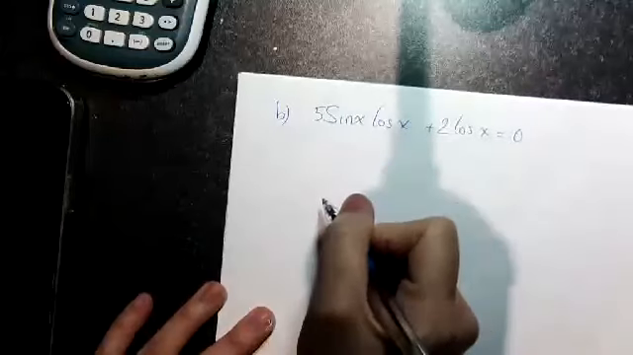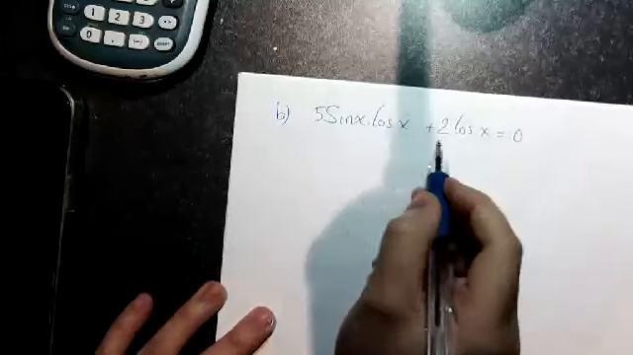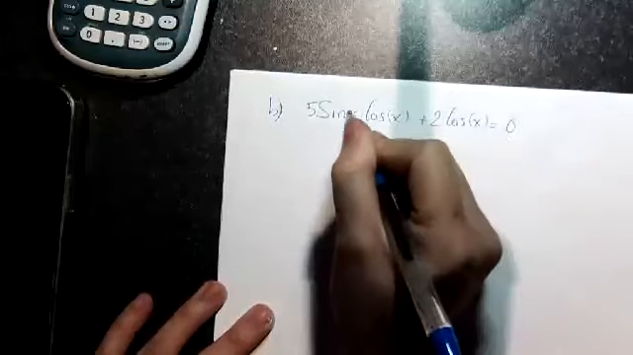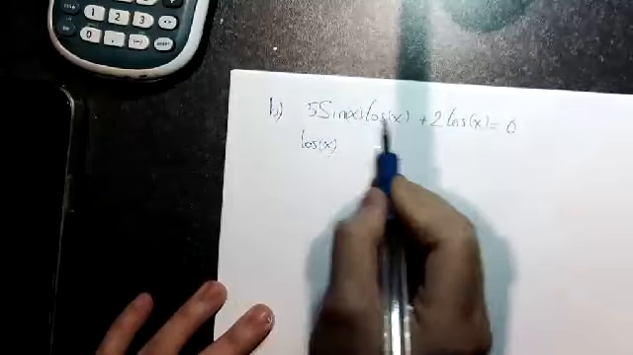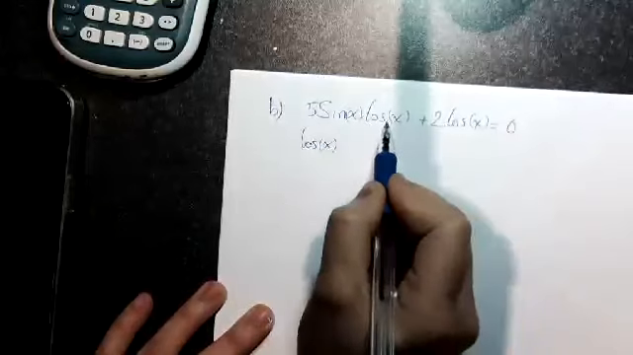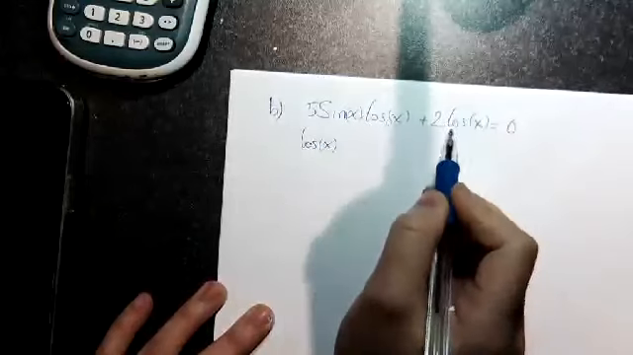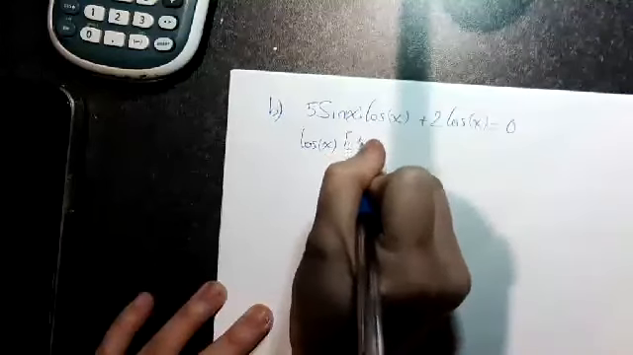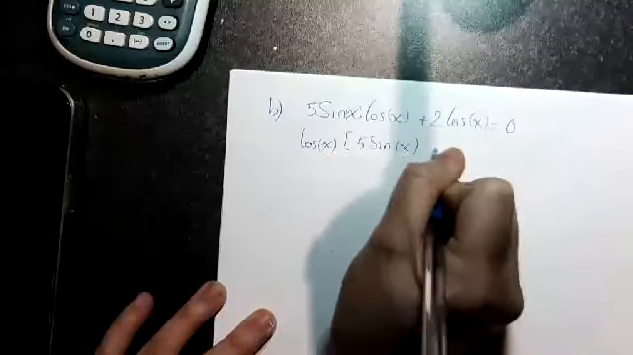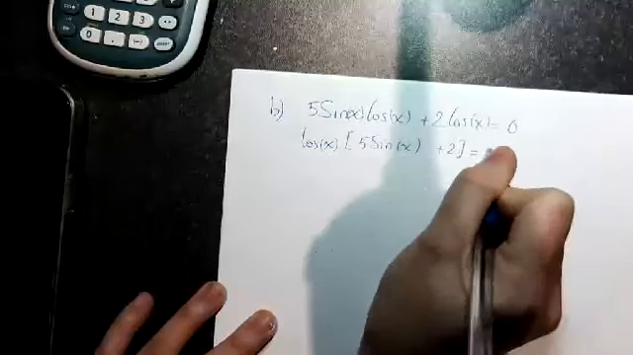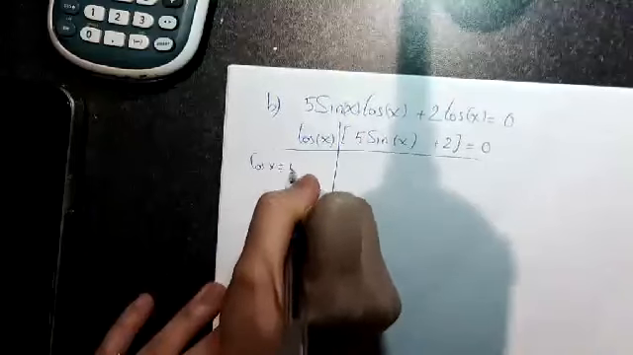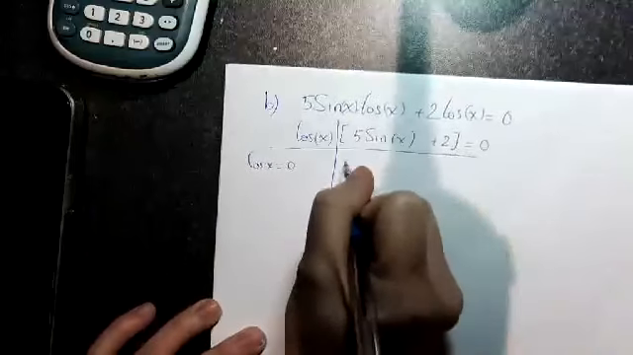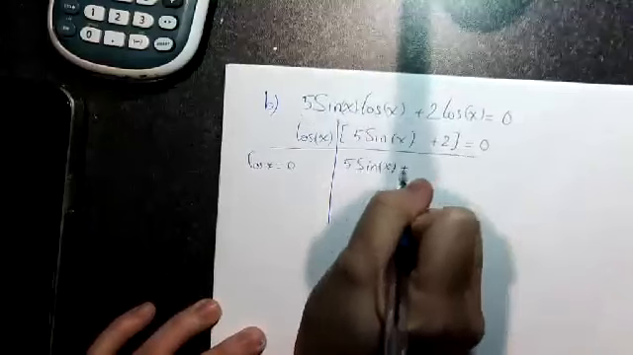Factor out. Remember, this is multiplication. It's of the cosine of x. So factor out that, I got cosine x times 5 sine of x plus 2. So either cosine x equals 0 or the second chunk equals 0. So 5 sine x plus 2 equals 0.